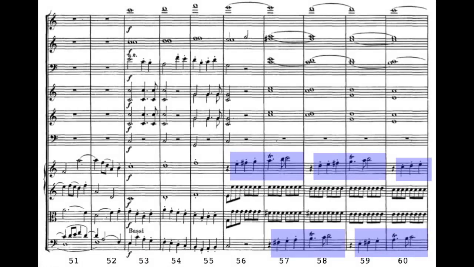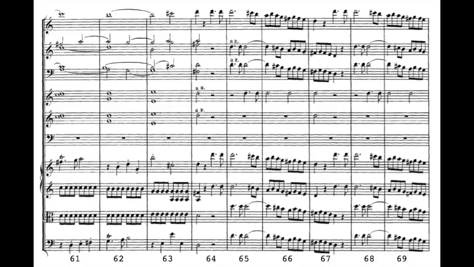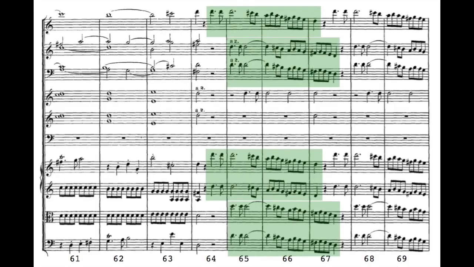The stretto involving theme number 3 begins the modulation to the dominant key, and is immediately followed by a stretto involving theme number 2. In this case, the second entry occurs only 1 beat after the first, with the third abbreviated entry in the horns of just the dotted rhythm, giving the appearance of 3-part imitation.